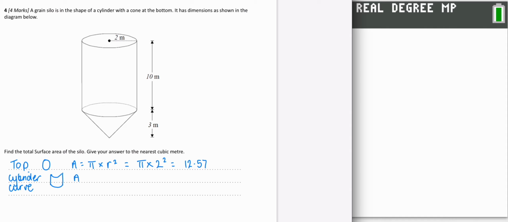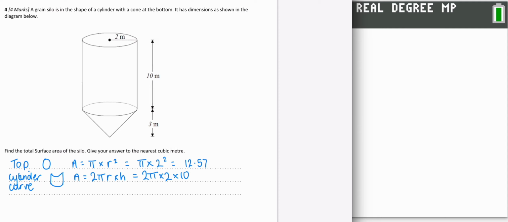And the area of that is equal to 2 pi r times the height. So that's 2 times pi times r times the height, and the height of that part is shown as 10. So this part here. And when I type that in, I can find that that is 125.66. Now you'll notice I'm rounding these to more accurate than 3 significant figures, so that at the end my answer is definitely accurate to 3 significant figures.